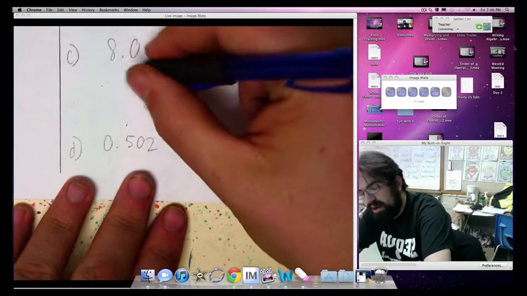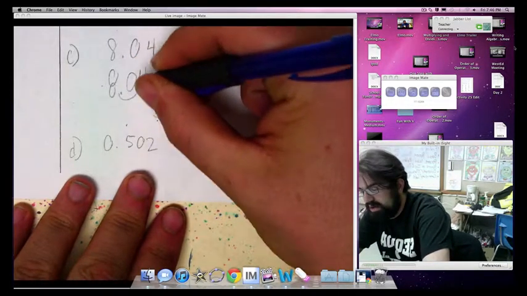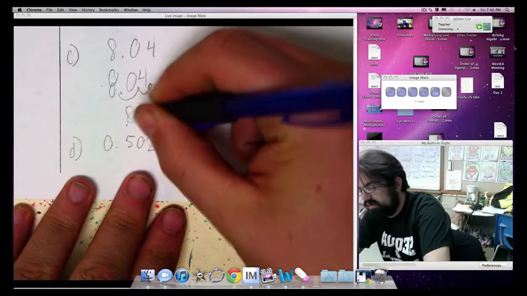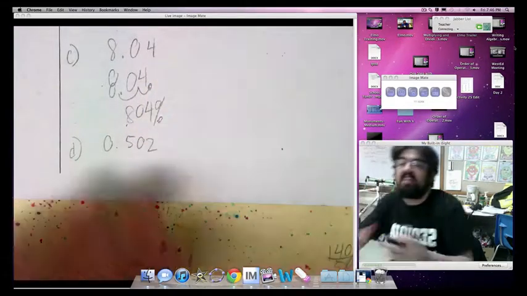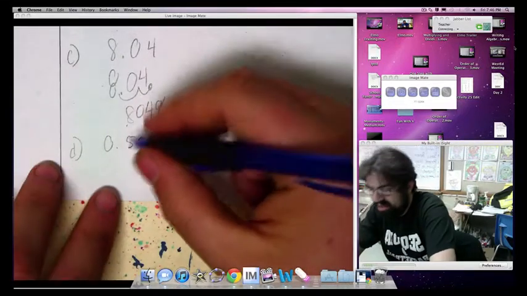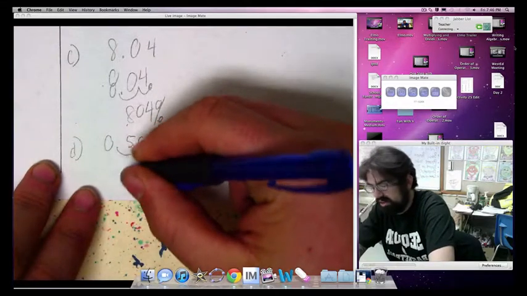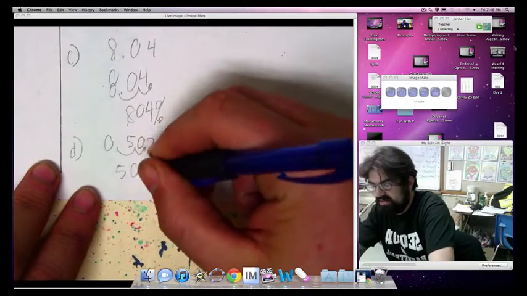8.04. I'm going to rewrite it. I'll move the decimal once, twice. 804%. And you have to have the percent symbol. Next one, move the decimal again. Once, twice. Oh, I forgot to rewrite. Sorry. But you get the idea. It should be 50.2%.